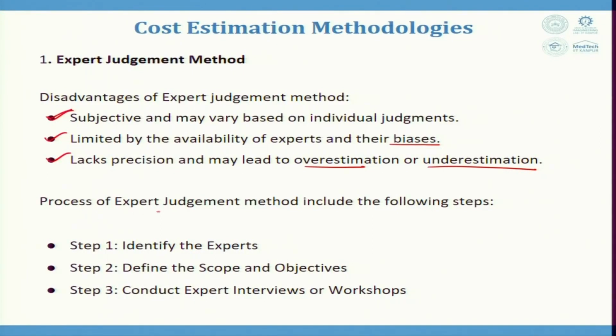The process of the expert judgment method includes the following steps. Number 1 is identification of experts. That means experienced professionals, stakeholders, or subject matter experts are identified, and they are convinced to be part of our project.